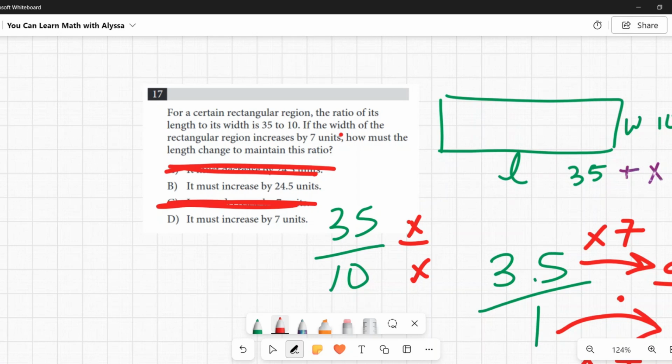So even without doing the math, and without figuring out precisely that it is 24.5, just the fact that our only options are 7 and 24.5, if you have that knowledge of how ratios work, you'd know it would have to be more than 7. It's going to be B. That's sort of like the logic way of doing it.